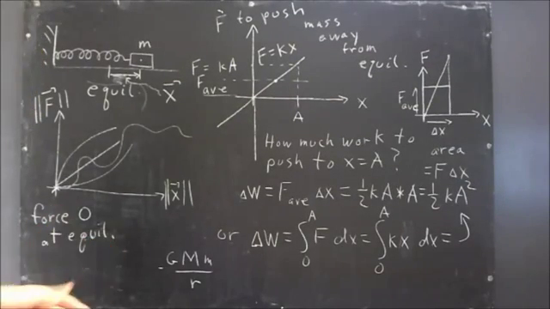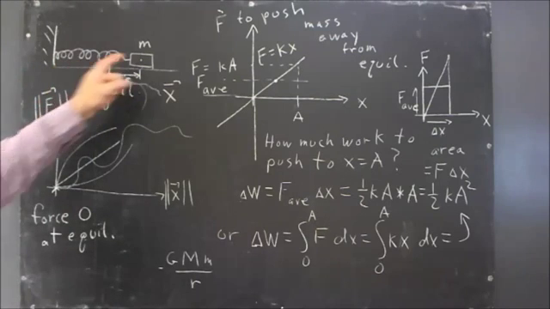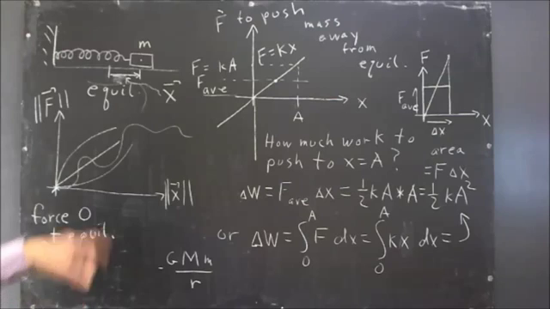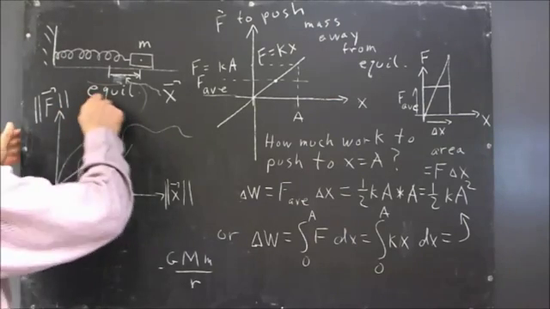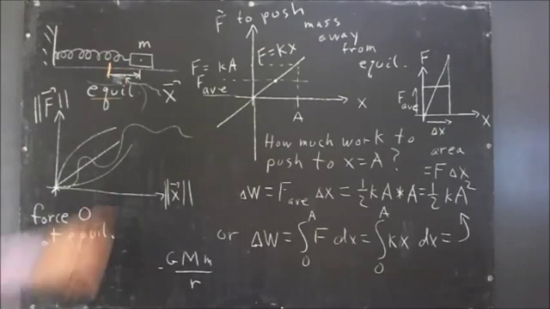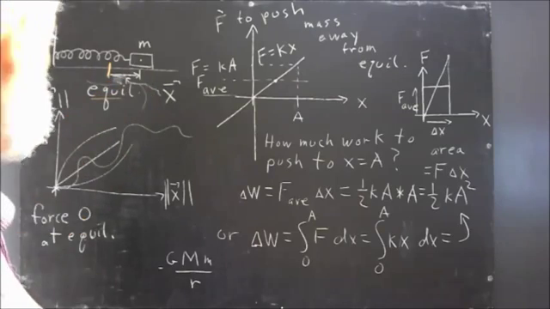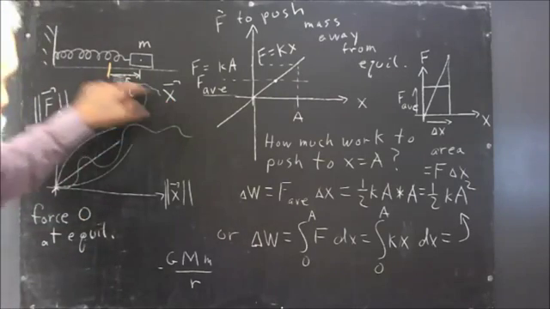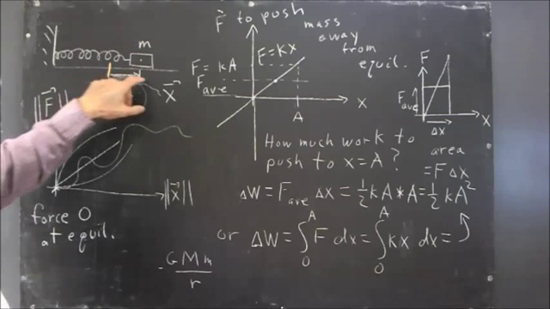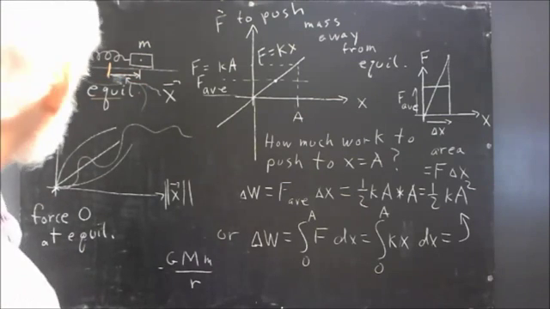Continuing our review of class, consider mass on a spring. The equilibrium position will be right here. And the position of the mass will be right here. And the x vector is the vector from here to here, the vector that goes from the equilibrium position to the position of the mass.